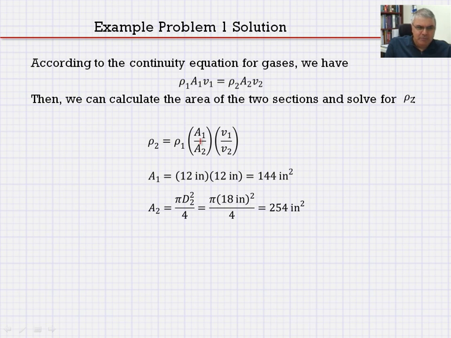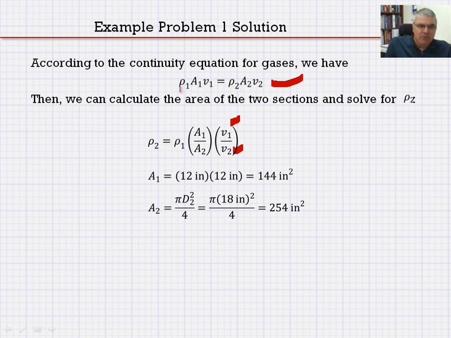We have A1 and A2, and we also have V sub 1 and V sub 2. That's also given in the problem. If you look back at the problem, you'll be able to see that. So what we do in this case is simply rearrange this equation. It's given up here, and we calculate rho sub 2.